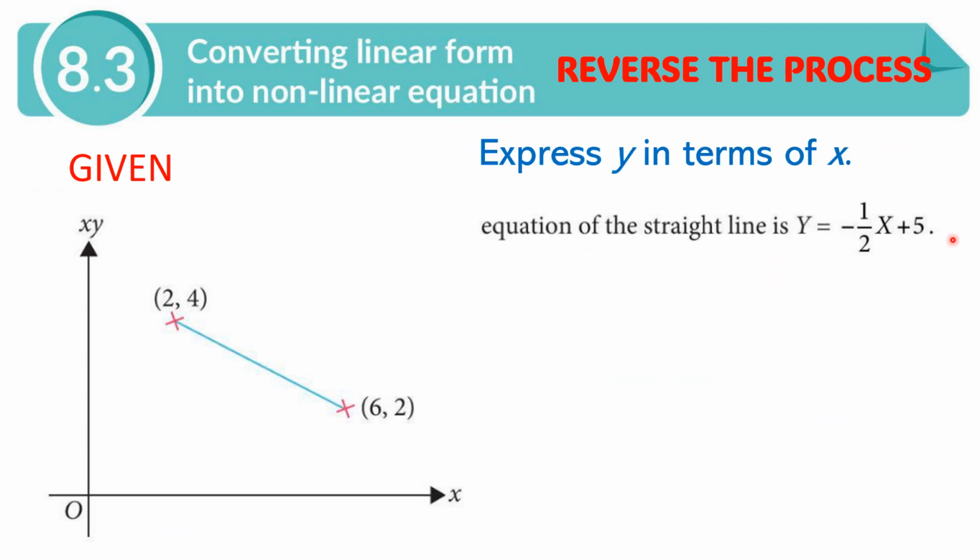Now that we have already found the equation of the straight line, we are ready to express y in terms of x, which is the non-linear equation. We also know that the vertical axis is xy and the horizontal axis is x. So I will just simply replace the capital Y and the capital X by this. Which means what I'll get is xy equals negative half x plus 5.